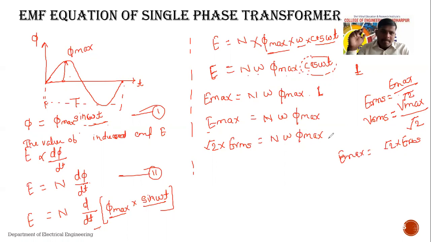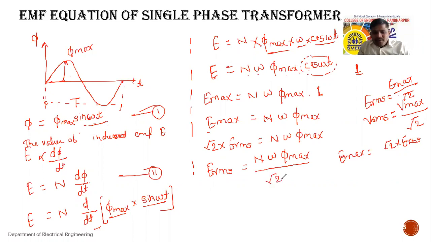Now I want to calculate the E RMS value, that is, the induced EMF in the RMS value. So E RMS is equal to, shifting this root 2 to the right-hand side, N omega phi max divided by root 2.